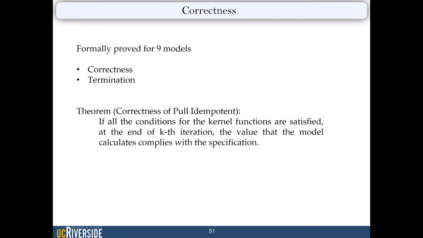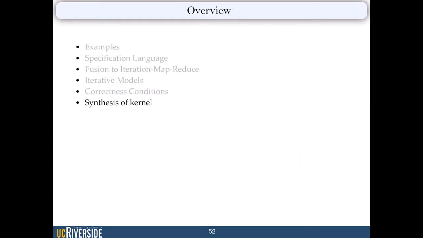Using the correctness conditions, we have formally proved the correctness and termination of the nine variants of iterative models. For example, the correctness of the synchronous pull idempotent model states that if all the correctness conditions for the kernel functions are satisfied, at the end of the kth iteration, the value that the model calculates complies with the specification. We have reviewed the correctness conditions for the kernel functions.